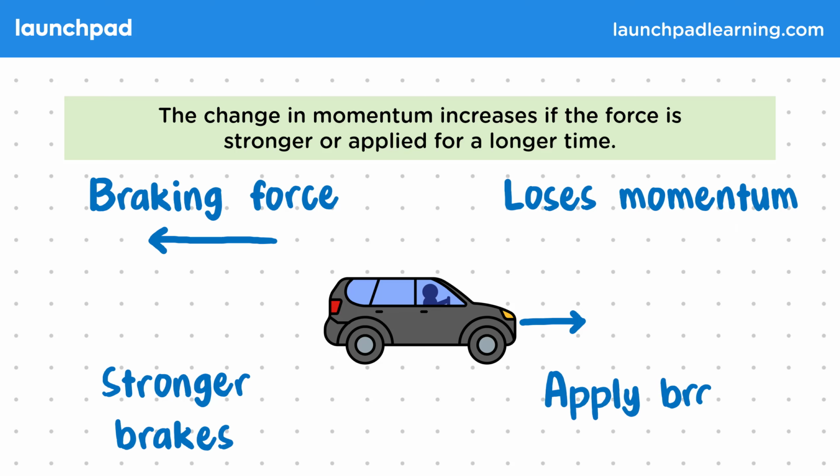Alternatively, we could apply the brakes for longer. This means the braking force is applied for longer, and so the deceleration lasts longer. As a result, we lose more momentum overall. We can use either of these methods to increase the amount of momentum lost. You don't need to recall this exact example in your exam, but you should be able to analyse given examples to explain how forces cause changes of momentum and how to increase this change.